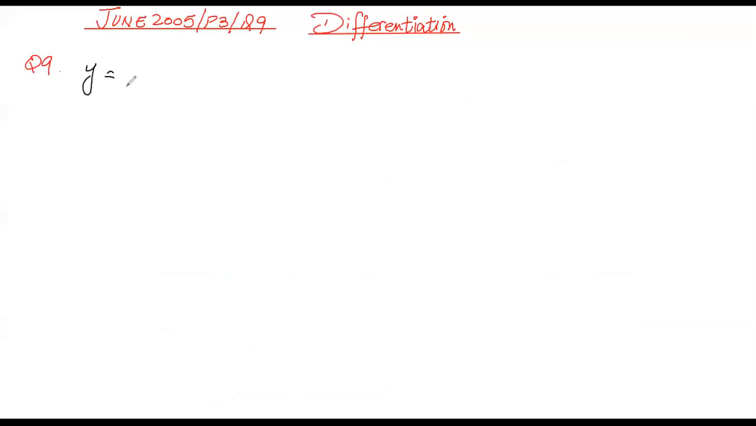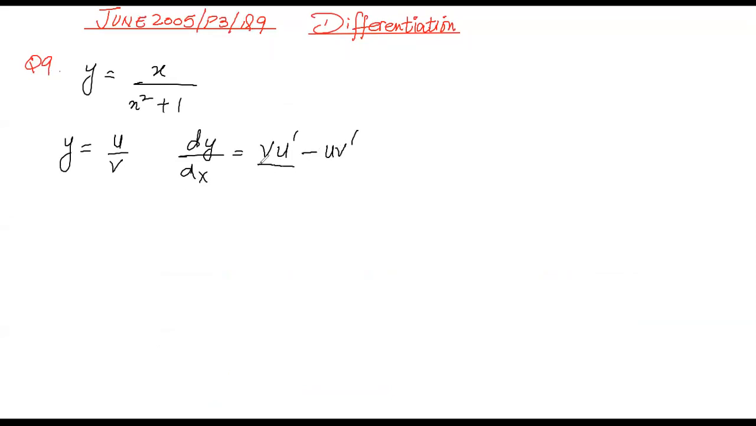The equation was y is equal to x over x squared plus 1. If you notice over here, this is in the form of y is equal to u over v, which is the quotient rule, which we did in maths. So dy over dx is v into u dash minus u into v dash, whole thing over v squared. Whatever's on the top is taken as u, and whatever's in the denominator is v. So we write the values first.